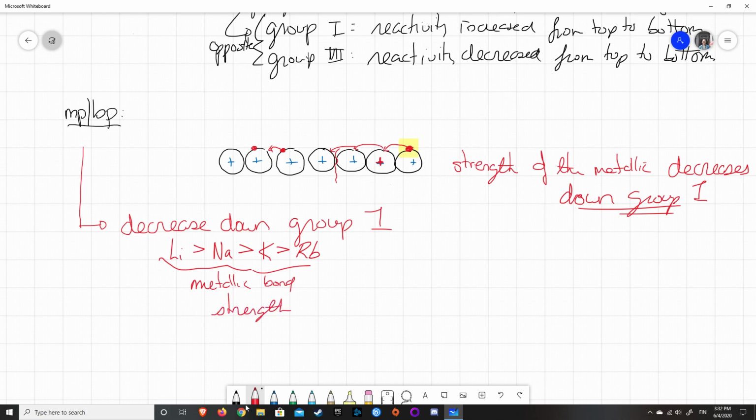So that is why the melting point and the boiling point decrease. It's because the ability of this electron to move around very quickly depends on it being attracted to the nucleus of its neighboring atom. If it's not attracted to the nucleus of its neighboring atom, it doesn't move as much, and in that case the strength will decrease down the group.